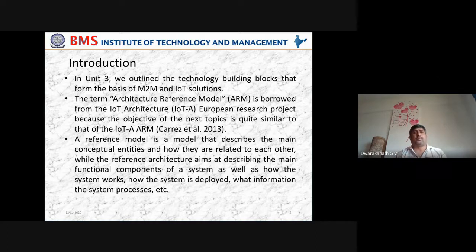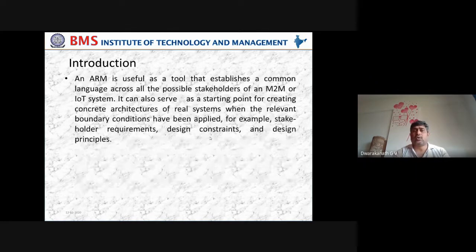I will always do a prototype. I will show a prototype like this: I will keep the moisture level sensor in a glass of water and take it out, and show it. What is real time? In real time, if I keep it in field soil, what will be the working nature of that particular thing? How the system is deployed and what information the system should process, all these things will be there in a reference model.